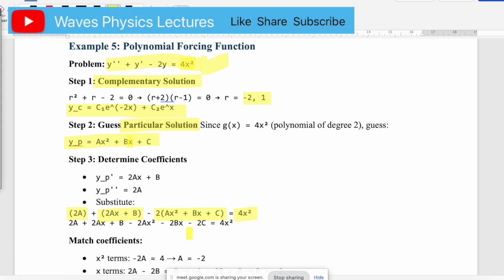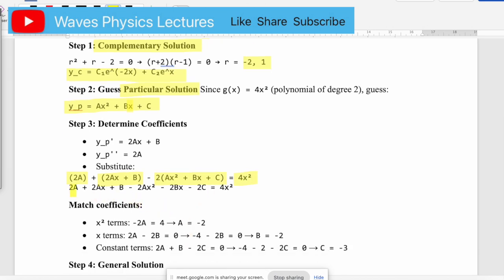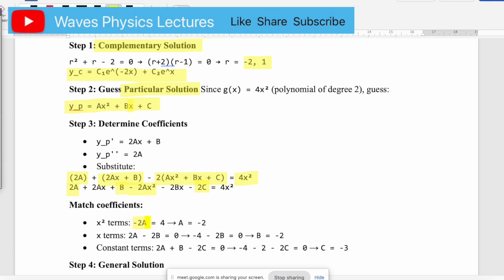Now here you can equate a lot of terms. This 2a doesn't have any x coefficient. This is 2ax minus 2bx, so x has got 2a minus 2b. Then x square is alone, and the constant terms are 2a, b and minus 2c. On this side you have 4x square. On the other side there is minus 2ax square, so the coefficient of x square is minus 2a. On this side the coefficient of x square is 4. So a is minus 2.